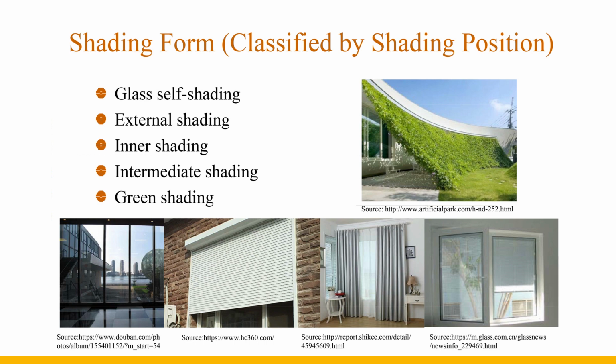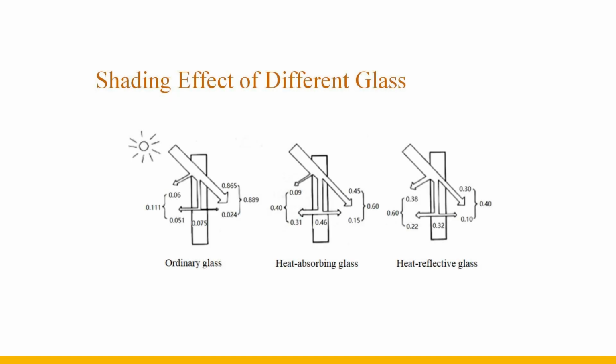What is the difference in the shading effect of these different forms of shading? Let's first compare the self-shading effects of the 3 types of glass. Ordinary glass has a greater amount of transmitted radiation, 86.5%. After adding the amount of solar radiation entering the room by convection after the glass absorbs solar radiation, there is a total of 88.9%.